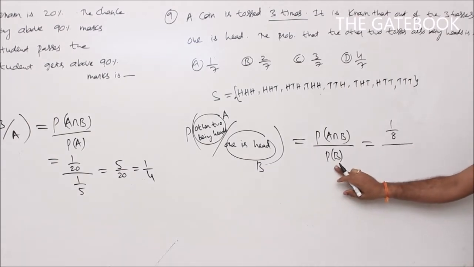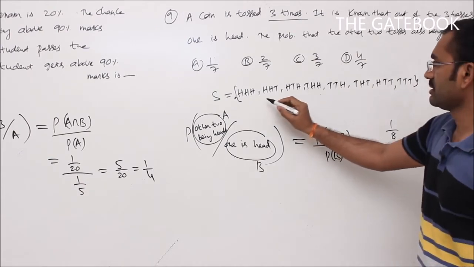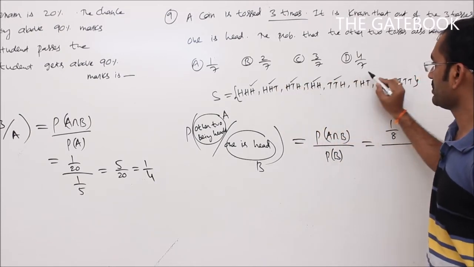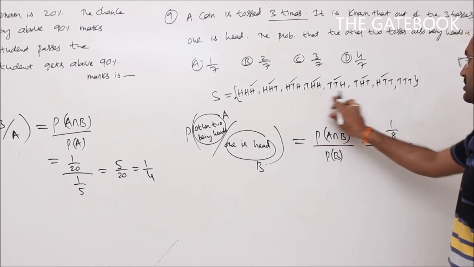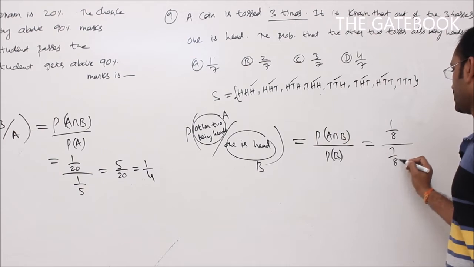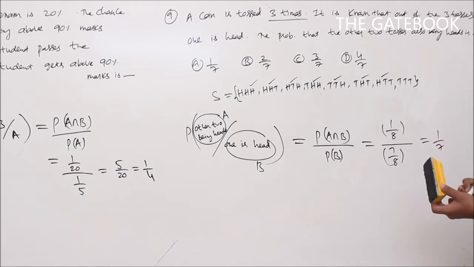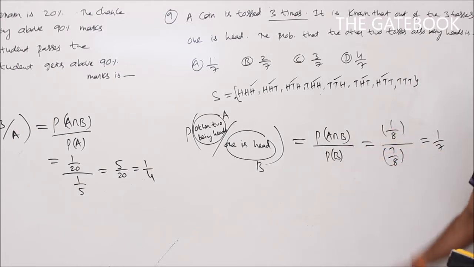what is the probability of getting one head? One is head means how many possibilities are there? 1, 2, 3, 4, 5, 6, 7. In all these events, one is head. So we get 7 by 8. So we finally get 1 by 7 as the answer. That is the probability that the other two also being heads, using the definition of conditional probability.